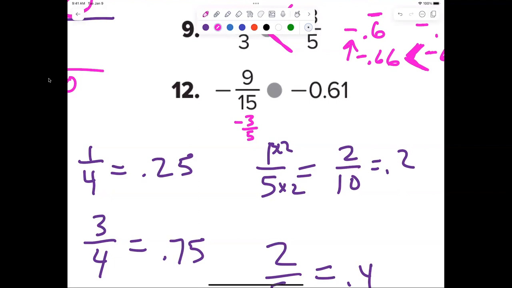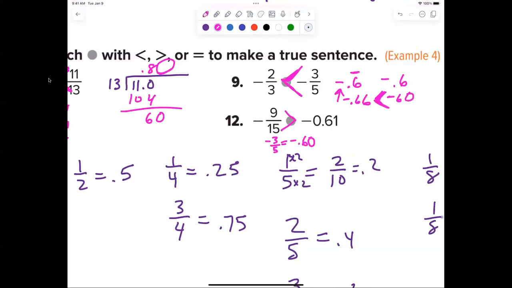So -3/5 is what decimal? Thank you, but don't forget the what? Negative. So it's -0.6 compared to -0.61. So what are we saying now, guys? Greater than. That is correct. So I always used to put this was a -60 and the other one was -61. Does that make sense now, guys? Everybody's okay with that? All right, I'm pretty happy with that explanation.